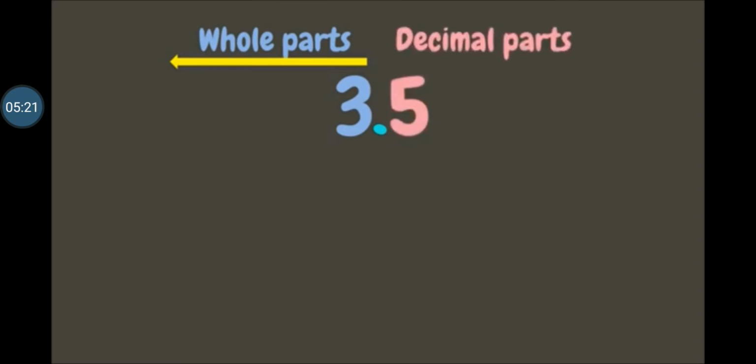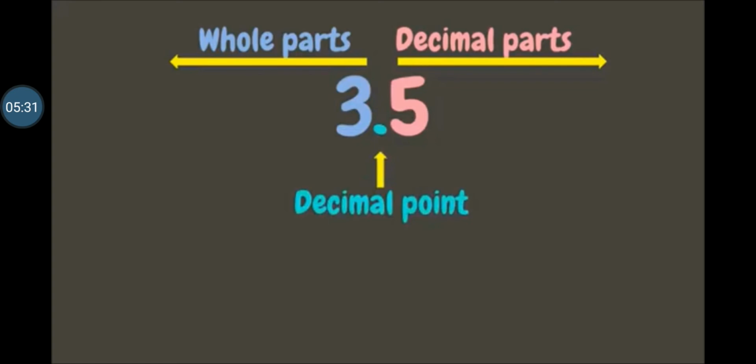Let's take one example, 3.5. It has two parts. The number that is written at the right hand side is called the whole part, and the number that is at the left hand side is the decimal part, and the dot in between both the parts is called the decimal point.